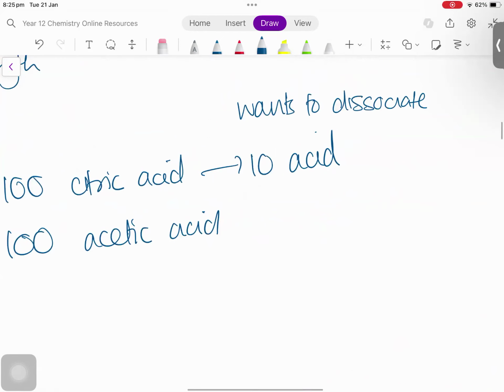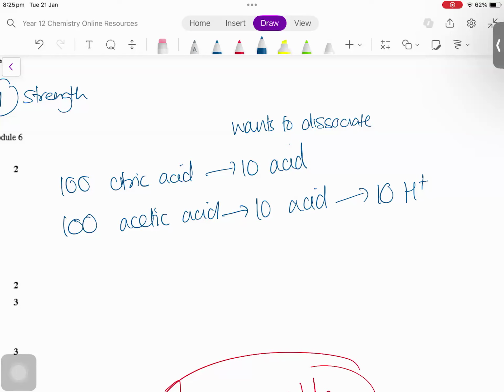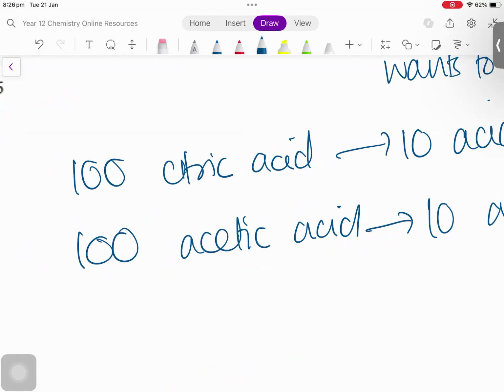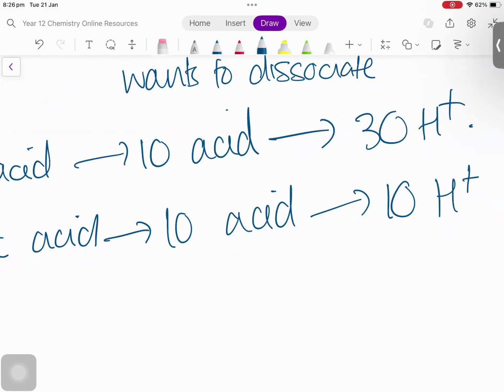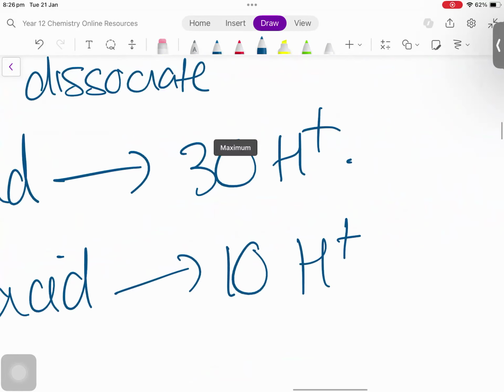But because acetic acid is monoprotic, it gives away 1 H plus per acid. If 10 acid is willing to give away a H plus, you'll end up with 10 H plus, right? Because it gives away 1 each. But then because citric acid is triprotic, if you have 10 that's willing to give away, tri means 3 per molecule. So if you have 10 molecules, you'll end up with 30 H pluses. See that? So I know even if they're both weak, of the amount that's willing to give it away, the citric acid will still make more.